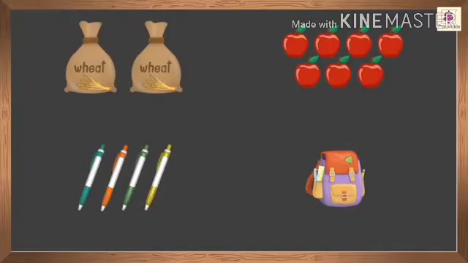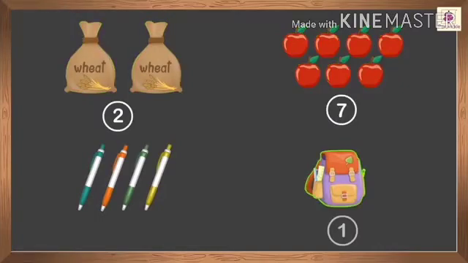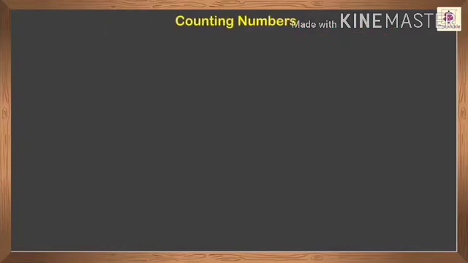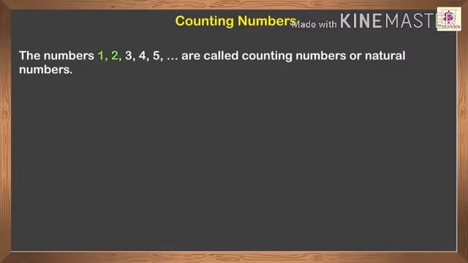In our daily life, we count various things for various purposes. We count things using counting numbers. The numbers 1, 2, 3, 4, 5, and so on are called counting numbers or natural numbers.